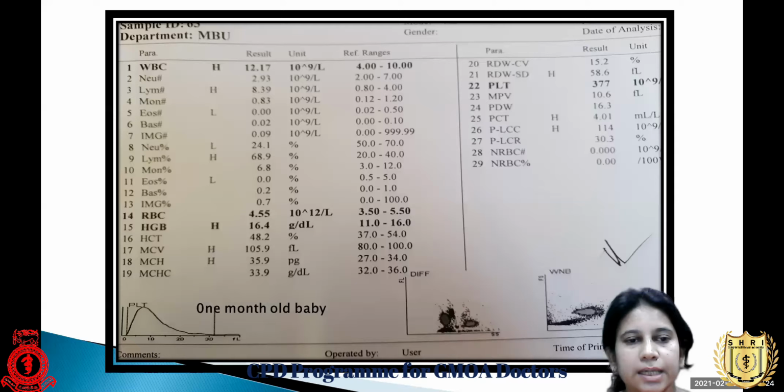Neutrophil 2,930, lymphocyte 8,390. So you can see the predominant cell type is lymphocyte, and this is normal for that age, but abnormal if you see this in an adult person.